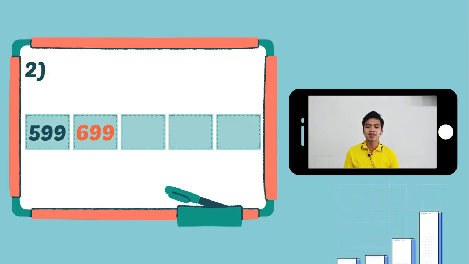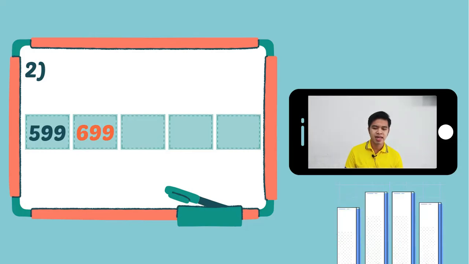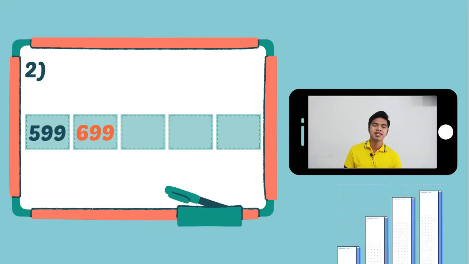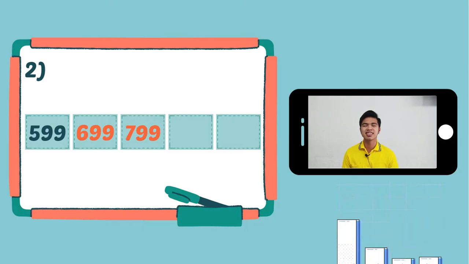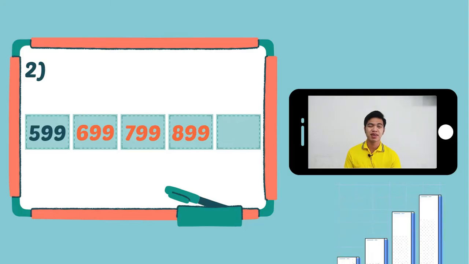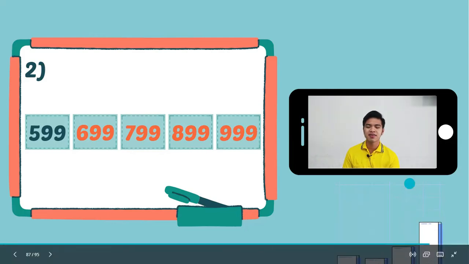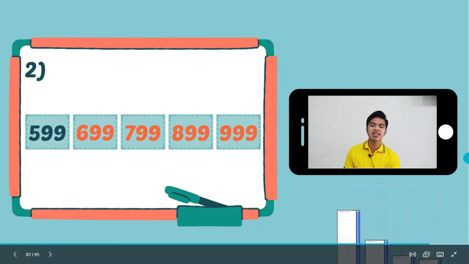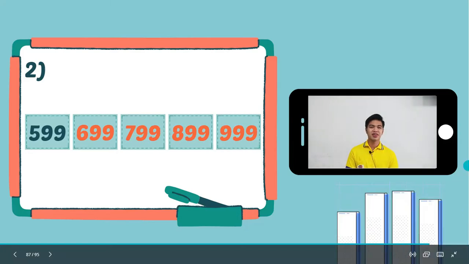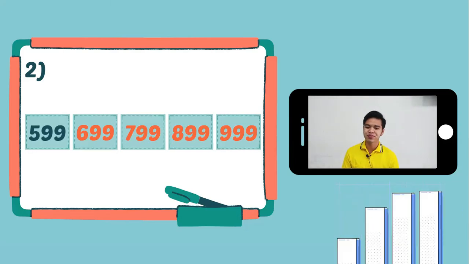And then what will be the next answer? What will be the next number to 699? It will become 799. And then 799 plus 100 will be 899. And then 899 plus 100 will be 999. Okay, so that is it. 599, 699, and then it became 799, and then 899, and then 999. Okay, let's go.